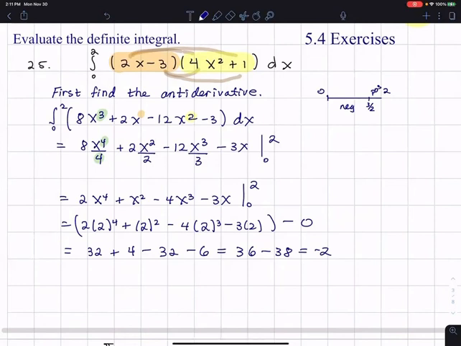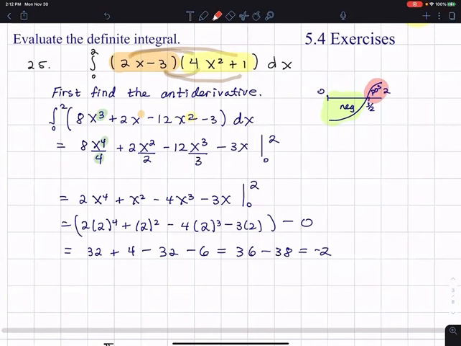So if we're thinking about this in terms of area, I'm not saying that's what the graph looks like, but it apparently has an x-intercept at 3 halves. The area that's below the curve is greater than the area above the curve. So that's why we get a negative number there. But that's just a verification.